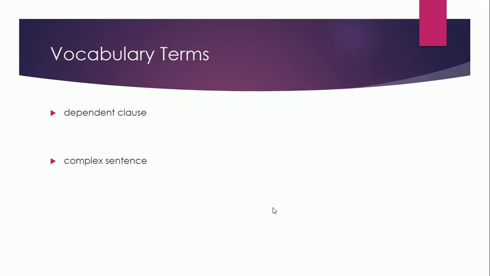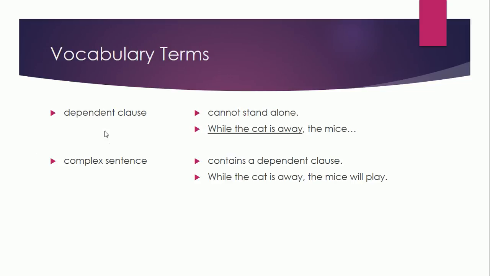Okay, now we're going to talk about dependent clauses. They cannot stand alone, and they are part of complex sentences, and complex sentences are kind of complex. They get a little tricky, and that's where we probably will run into the most problems with sentence fragments. So a dependent clause cannot stand alone, and here's an example.